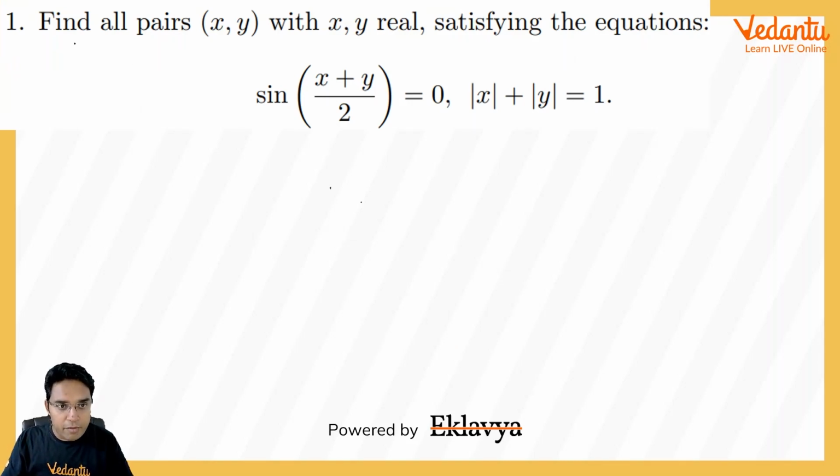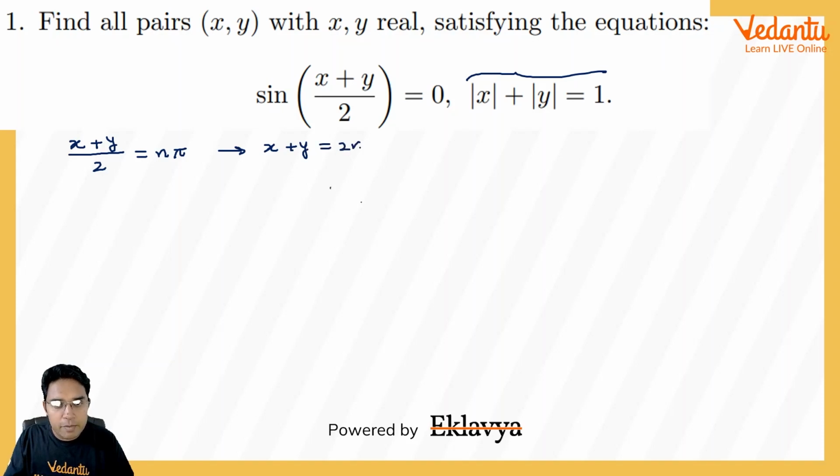We are given: find all pairs x, y, with x, y real, satisfying this equation. Now, I have two methods to do this. First, we can do this by graph also, but before that I will tell you without graph. Please see how it can be done. This first equation immediately tells us that (x plus y) upon 2 has to be equal to n pi, an integer multiple of pi, which means x plus y will become equal to 2n pi, that is, an even multiple of pi. So this is my one equation.